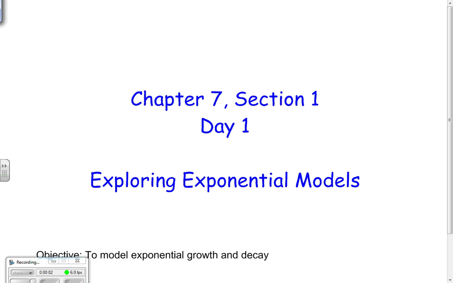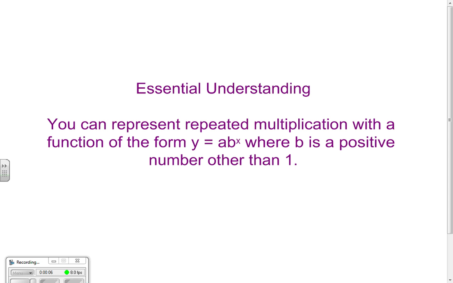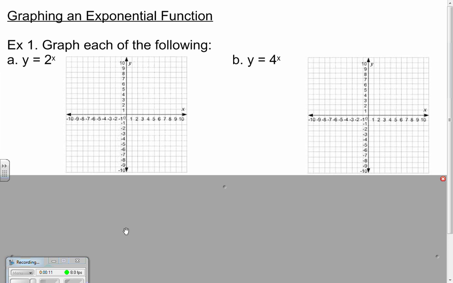Chapter 7, Section 1, Day 1 starts talking about exponential models. Exponential models are repeated multiplication, which means things get really big really fast. So if you take a look at the first section, they want you to learn how to graph an exponential function. So letter A, y equals 2 to the x.